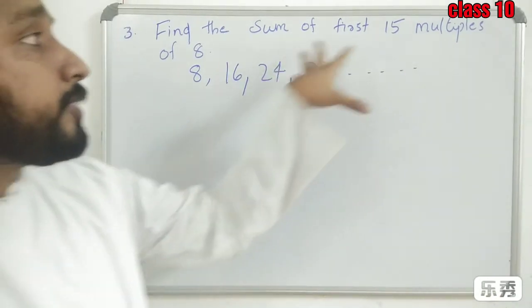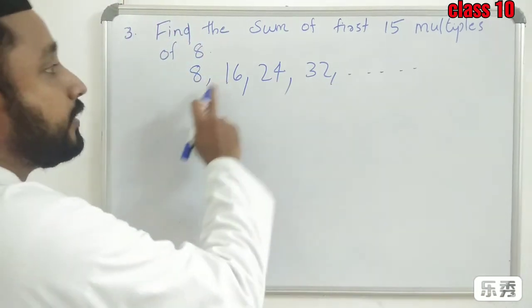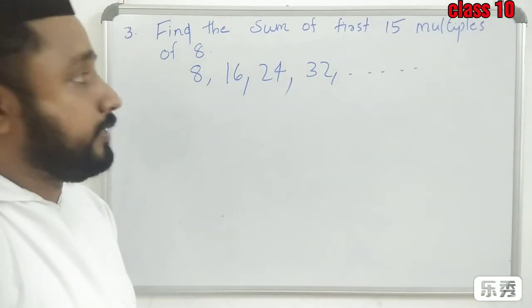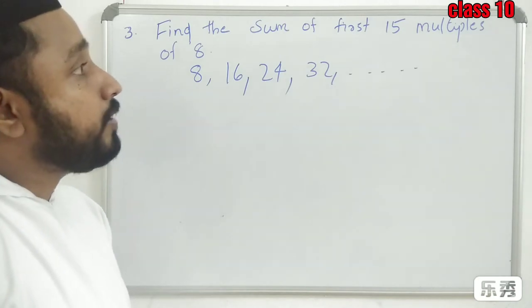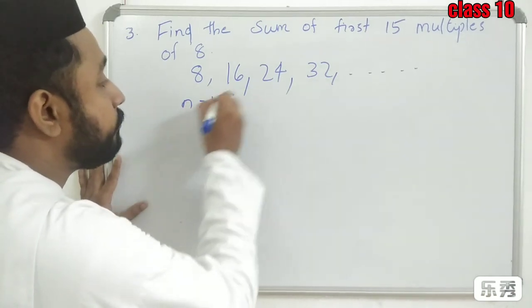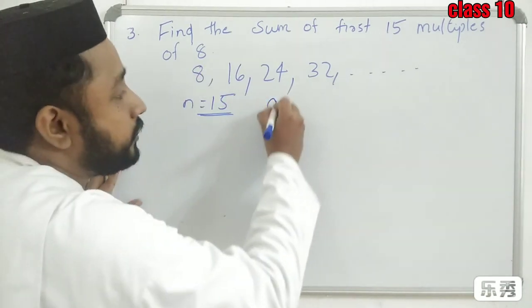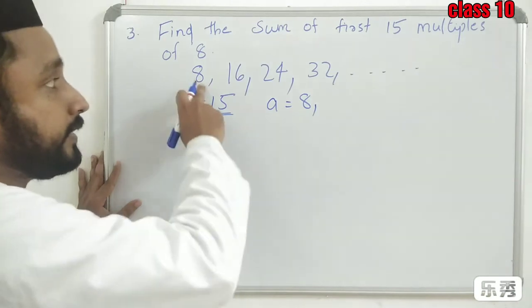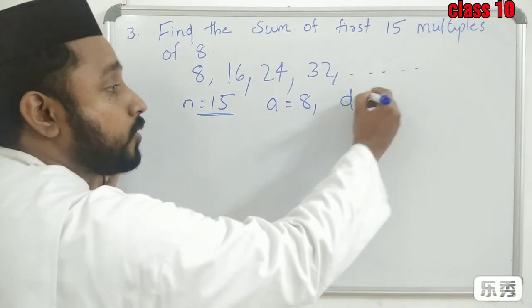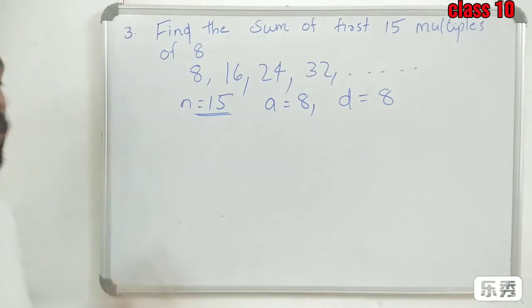We have to find the sum of the first 15 multiples of 8, so n is equal to 15. Here a is equal to 8, the first term. What is the common difference? The common difference is also 8, since multiples of 8 means 8 is being added each time.